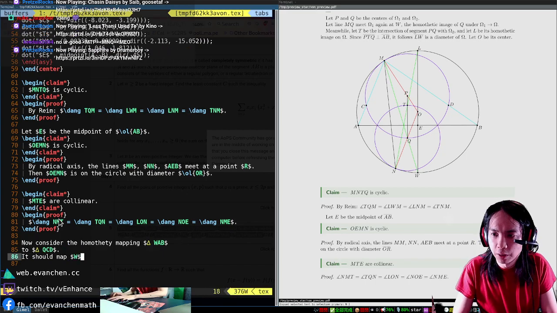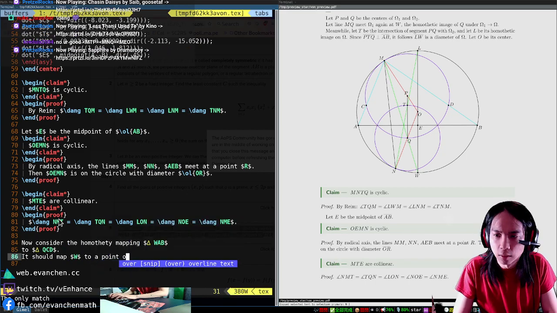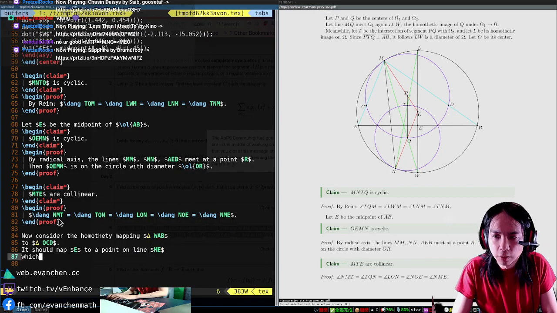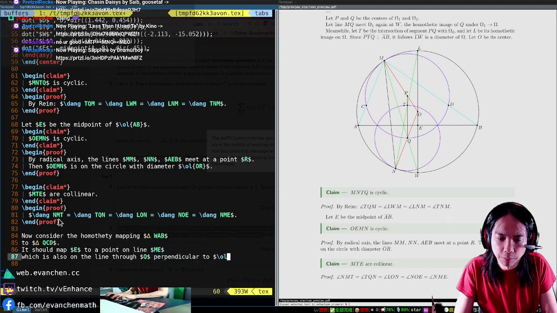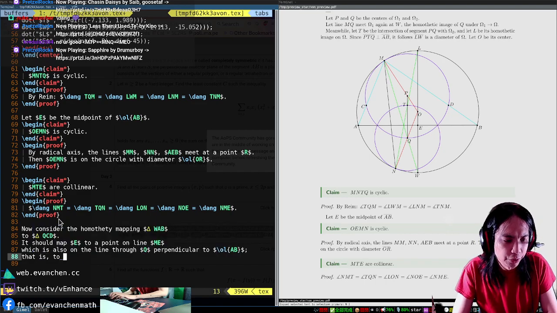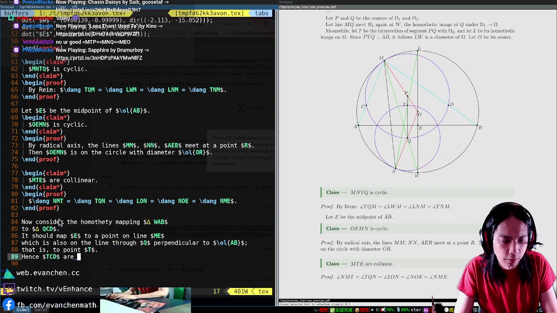That should map W to a point on line. It should map E to a point on line ME, which is also on the line through Q, parallel on the, what is T? Line through Q, perpendicular to AB. That is 2.T. Hence TCD are collinear at the end.